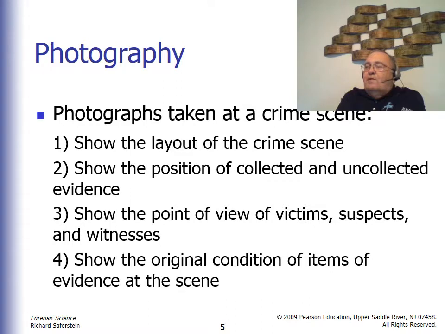Photography is very important in this process of documenting a crime scene. The various types of photographs taken at a crime scene are to show the layout, the overview of the crime scene, the position of collected and uncollected evidence, the point of view of victims, suspects, and witnesses, and the original conditions of items of evidence at the scene.